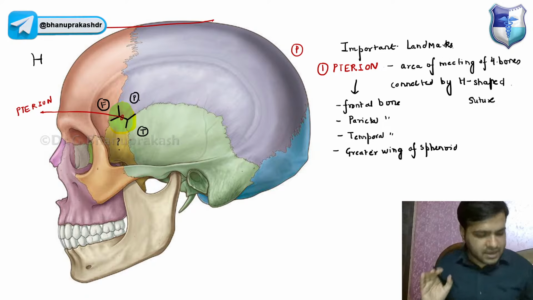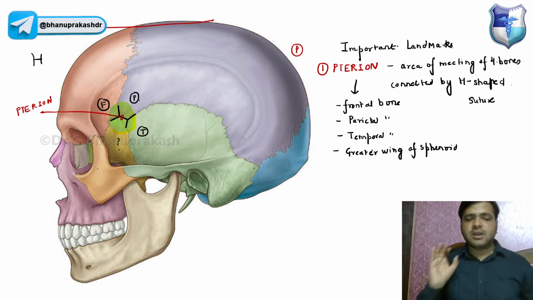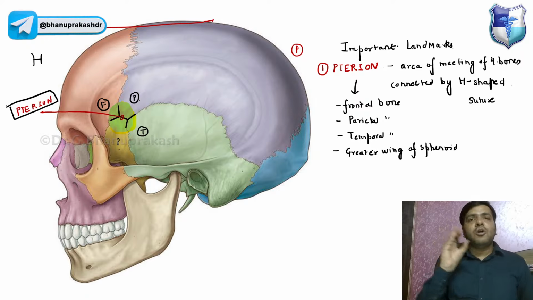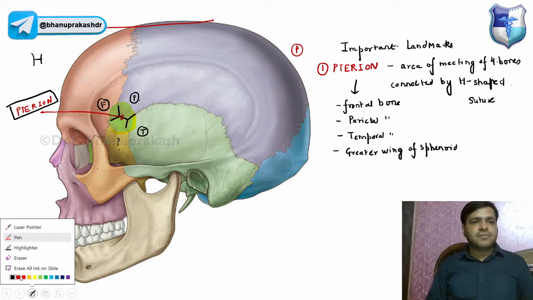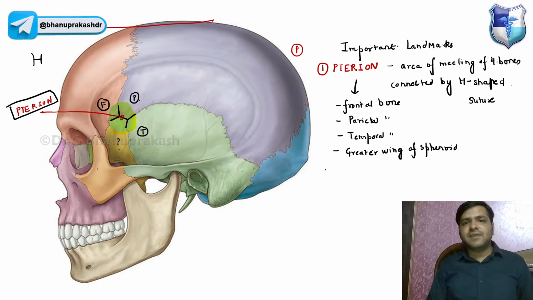Now, guys, at birth, this particular area, which I'm just marking as pterion, is basically occupied by a membrane. And that membrane, very, very important, is called the sphenoidal fontanelle.